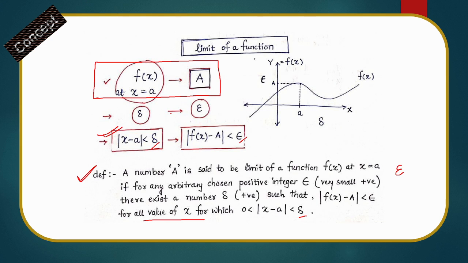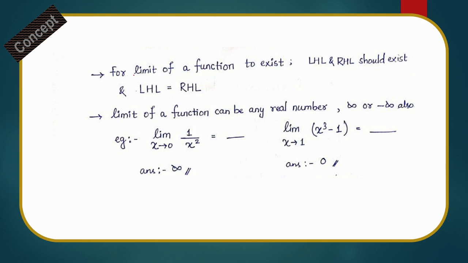Let's move on to the next. For the limit of a function to exist, the left hand limit LHL and right hand limit RHL should exist and the left hand limit should be equal to the RHL. This is the basic requirement for a limit to exist. And the next point is that the limit of a function can be any real number, either 0 or infinity or minus infinity. Between minus infinity to infinity, it can be any real value.